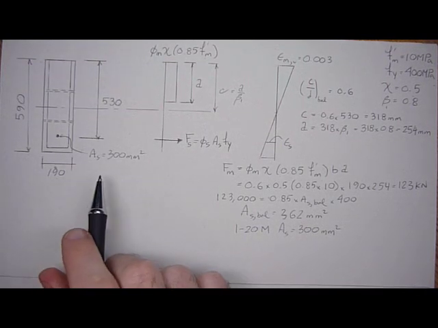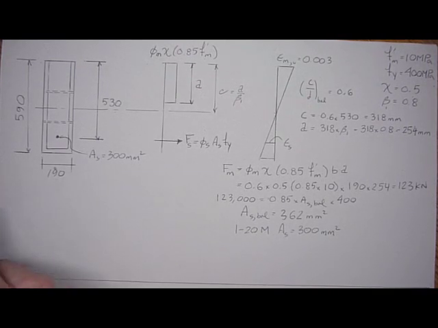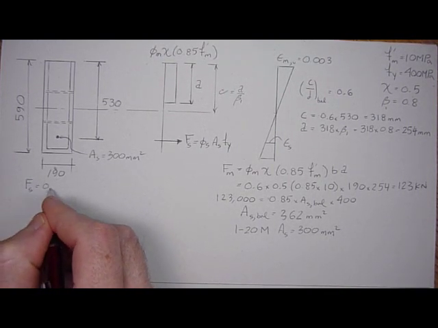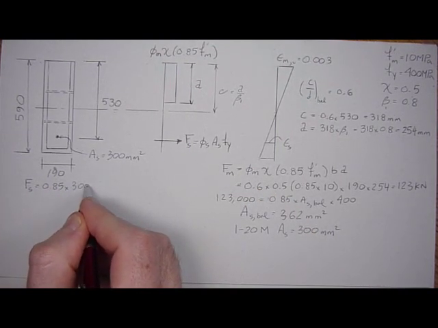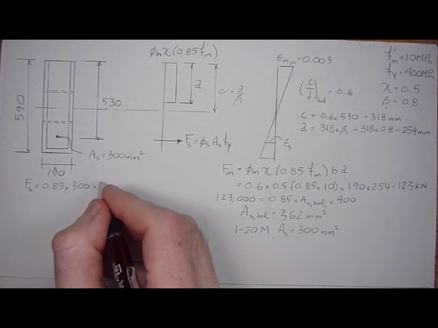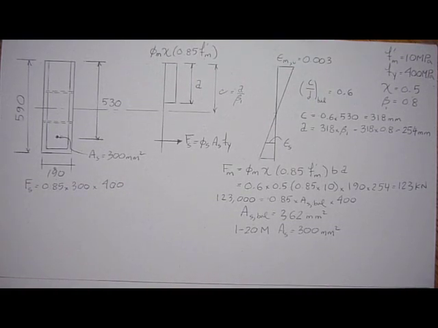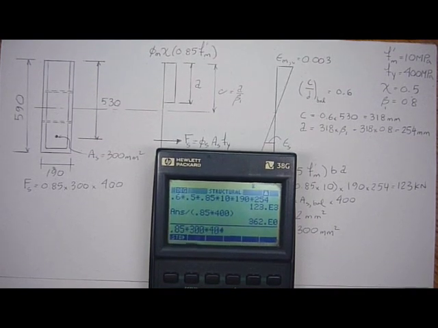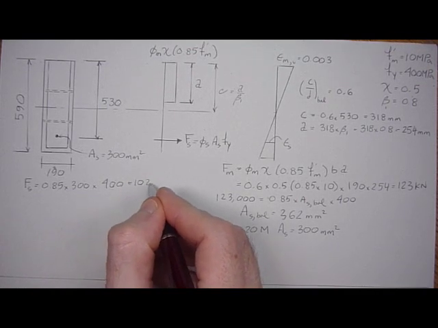So now we can compute the force in the masonry and steel based on this area of steel. So the force in the steel is now going to be 0.85 times the area of steel, 300, times fy. We're assuming it yields, which it will because it's below rho balanced. So this comes out to be 0.85 times 300 millimeters squared times 400 MPa, 102,000 newtons.